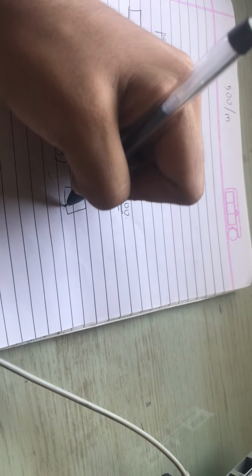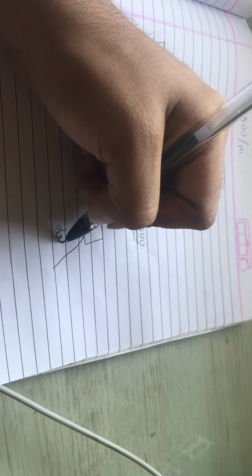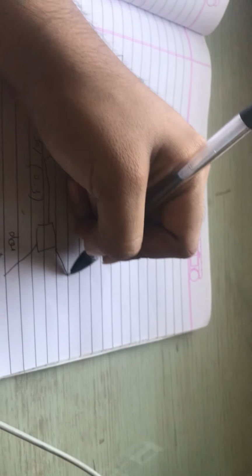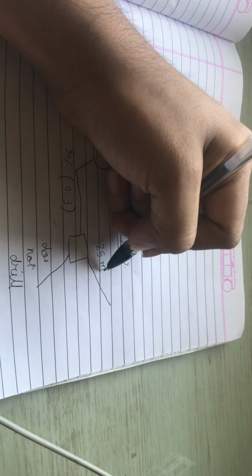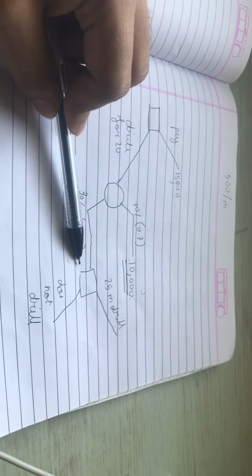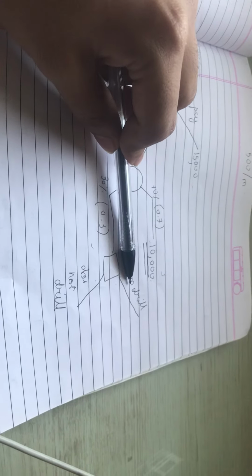So now I have two decisions. Either I do not drill, or I drill for 25 meters, a 25 meter drill. So if you look carefully, it's kind of mirroring this, where I could have paid or I could have drilled. After drilling also there is a chance. I do not drill, I can drill.